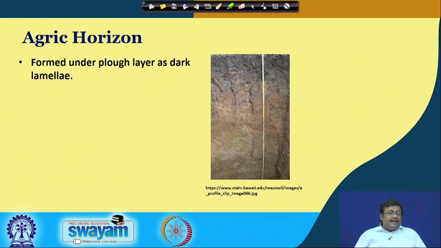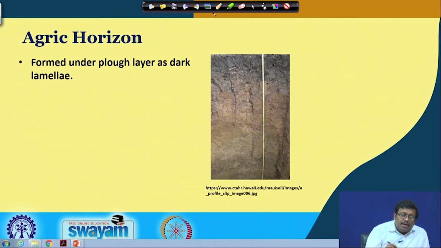Now, agric horizon is basically the horizon which forms under the plough layer as dark lamellae. So, obviously, this agric horizon occurs due to the plough action and it occurs below the plough layer, as you can see. So, it is an important subsurface horizon or endopedon which occurs due to human action.